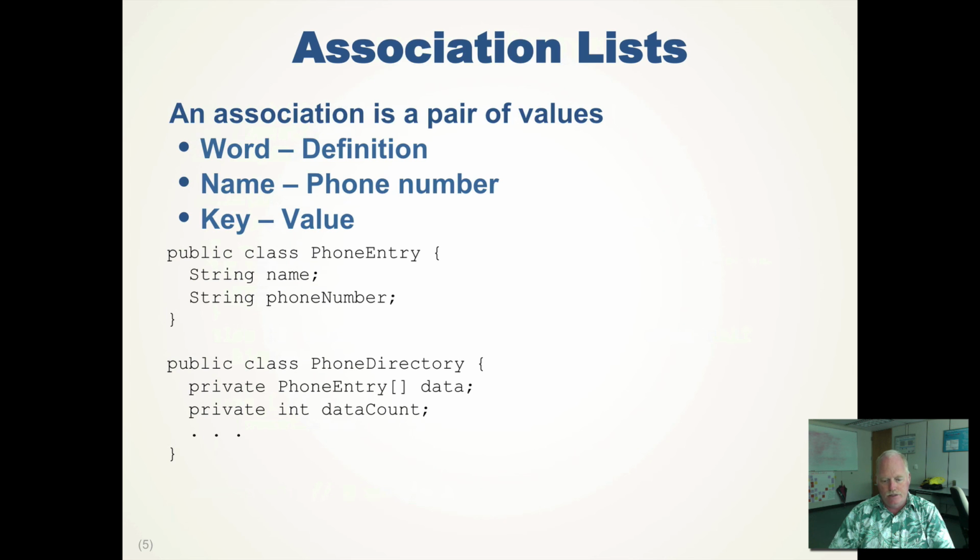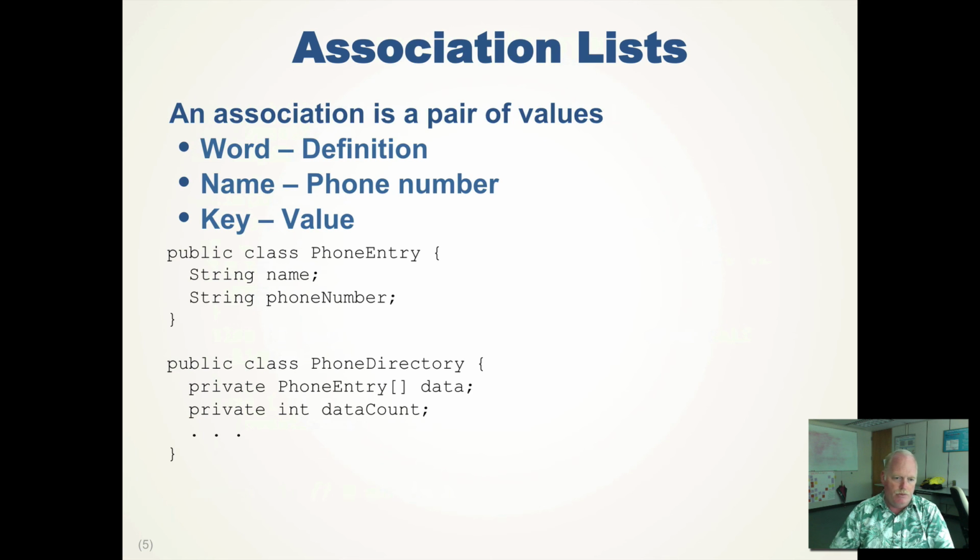Another kind of list is an association list, very much like a dictionary where you have a word and a definition, or a name and a phone number, or a key and a value. That's a generic sense where you have a key and a value. So you look up the key and it has a value, like you look up a word in a dictionary to get the definition, or you look up a person's name to find out what their phone number is.